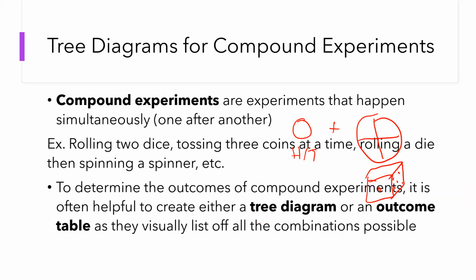So the first tool here is the tree diagram. What this does is it's a visual illustration that basically lists off all the combinations that are possible. The outcome table is very similar, and I'll show you what it looks like. But to be honest with you, I'm going to focus more on the tree diagram in this lesson. So let's look at an example here.